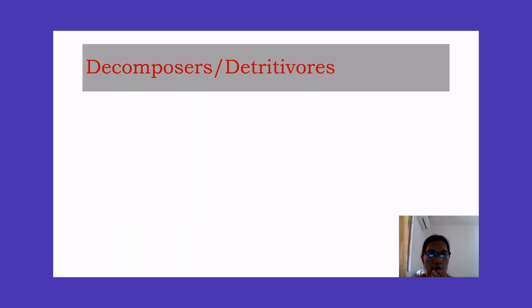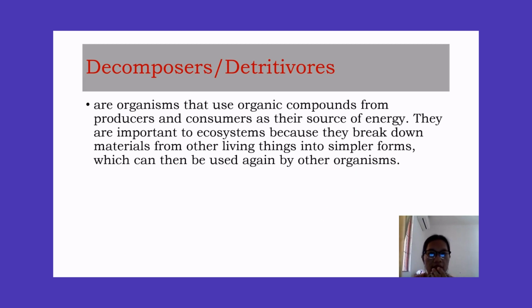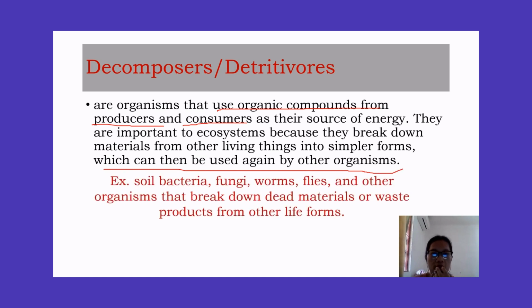The last one is decomposers, also known as detritivores. These are organisms that use organic compounds from producers and consumers as their source of energy. They are important to ecosystems because they break down materials from other living things into simpler forms, which can then be used again by other organisms.